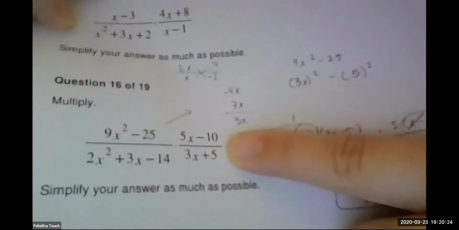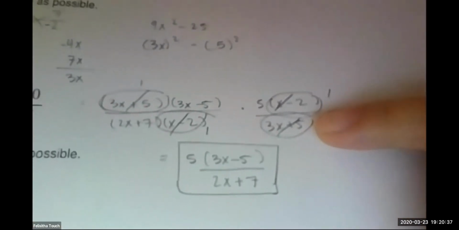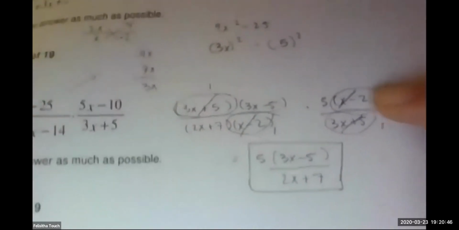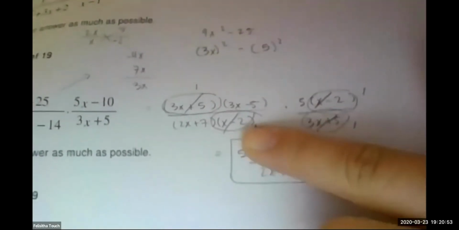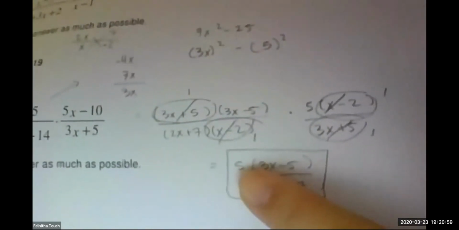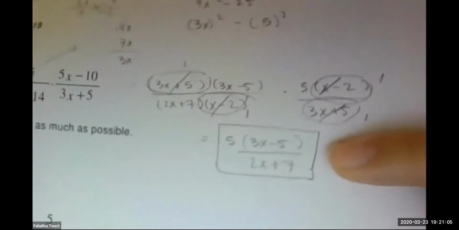And now for the next one, I got the GCF of 5x minus 10, which is 5. So when I take out the 5, I'm left with x minus 2. And at the bottom, I didn't factor it. I couldn't find any way to factor it, so I left it as 3x plus 5. And then from then on, I just found what they had in common to cancel out. So they had a 3x plus 5 and a 3x plus 5. I canceled that and I got 1. And then I got x minus 2 and x minus 2, canceled that out and had 1. And then the leftovers that I had were the 5 from right here, and then 3x minus 5. And at the bottom, I got 2x plus 7 as my answer.